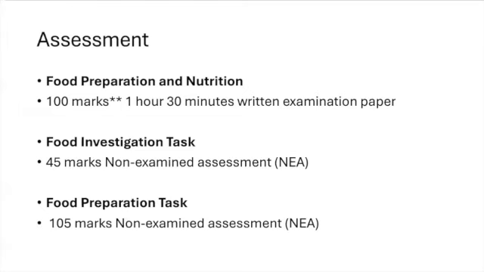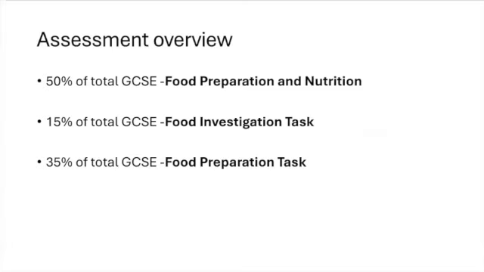Then you have a food investigation task, which is 45 marks, and we call it NEA 1. That's the first assessment that you will do. So you will do a task, right? And I'm going to explain further. The next one is the food preparation task, and this is out of 105 marks. We normally call this one NEA 2. All right, so this is the overview.